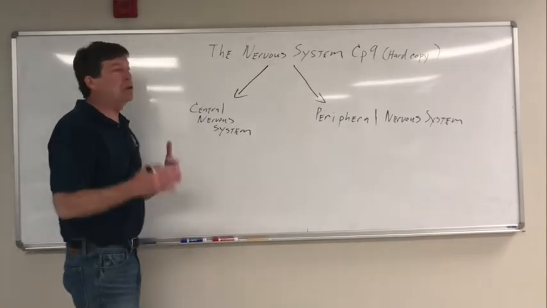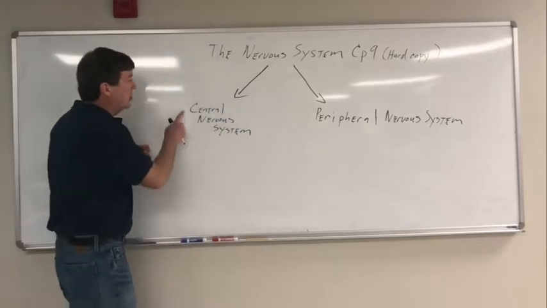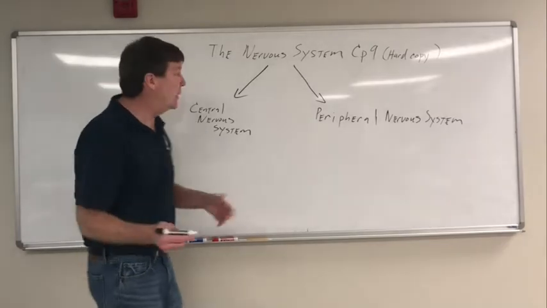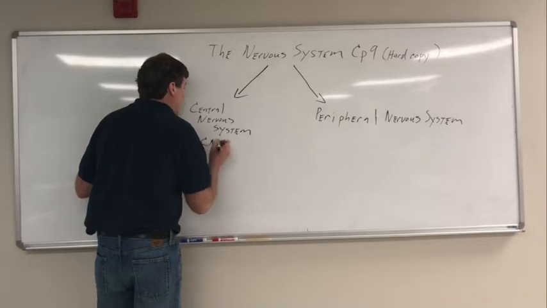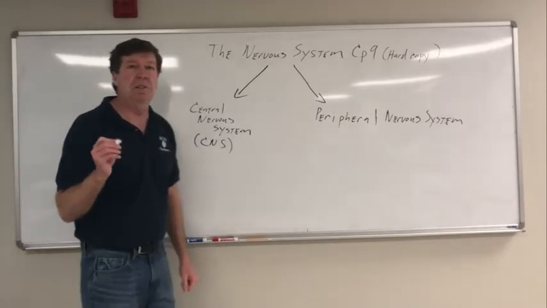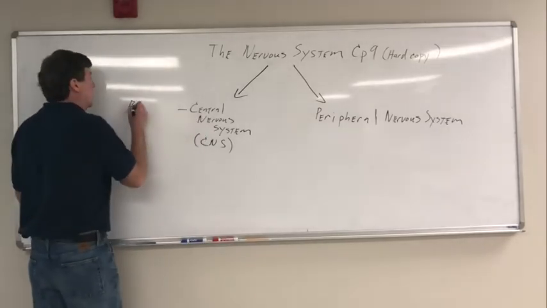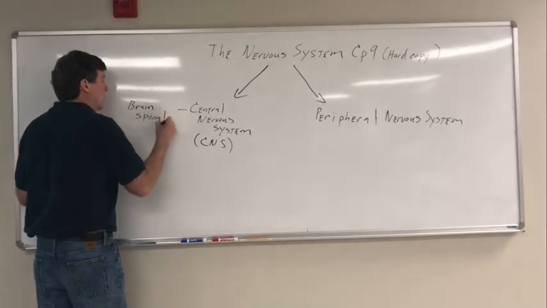Anyway, so there's two divisions of the nervous system. The first division here is the central nervous system. The central nervous system is often simply abbreviated the CNS. So here's the central nervous system. The central nervous system consists of the brain and the spinal cord. So we'll put that here, so that's brain and spinal cord.